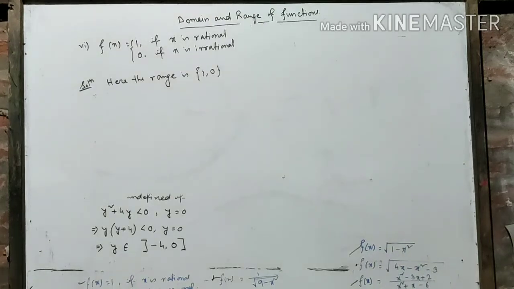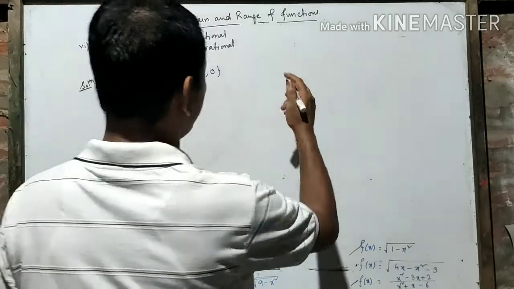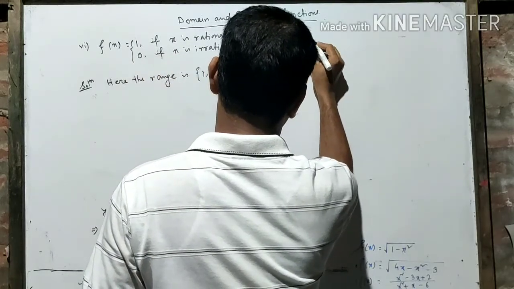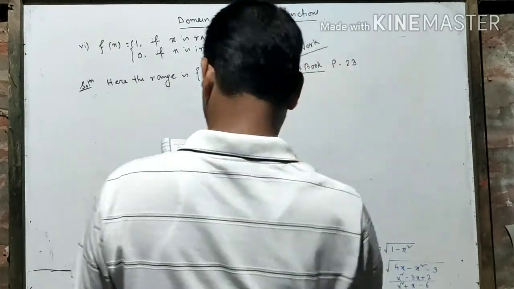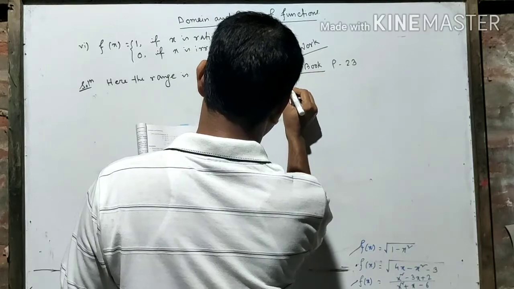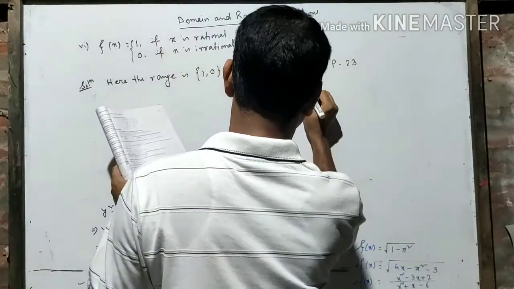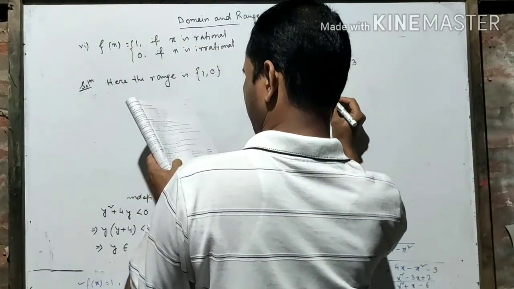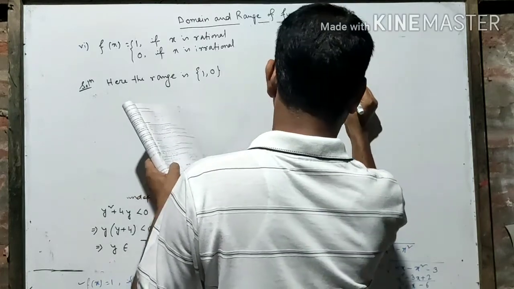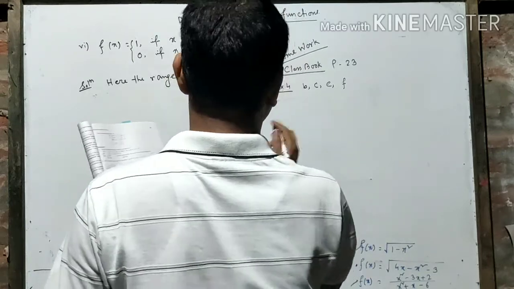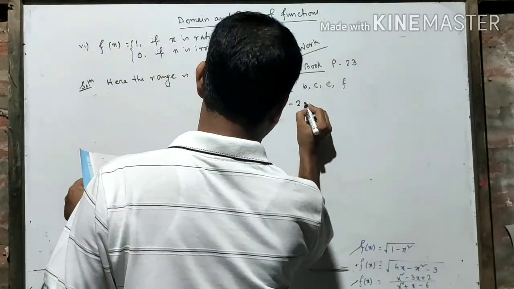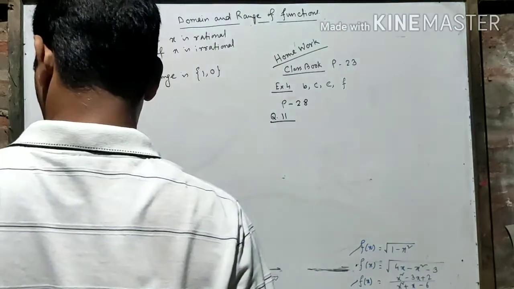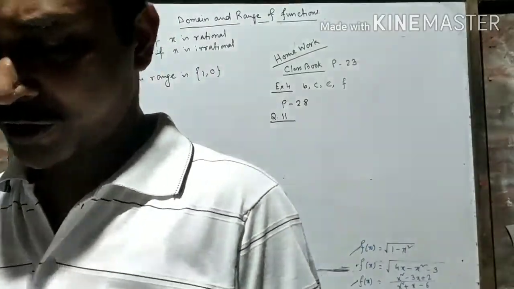Now the homeworks. In page 23, this is your homework. Class book, page 23, example 4: B, C, E, F. Then question number 11 from class book, page 28. You do all the sums from question number 11.